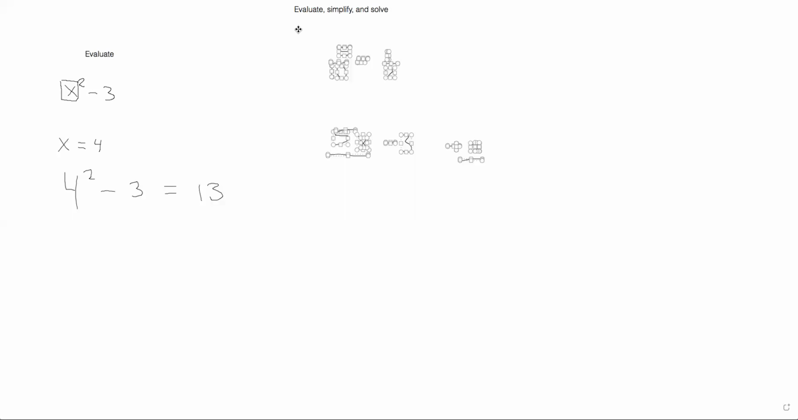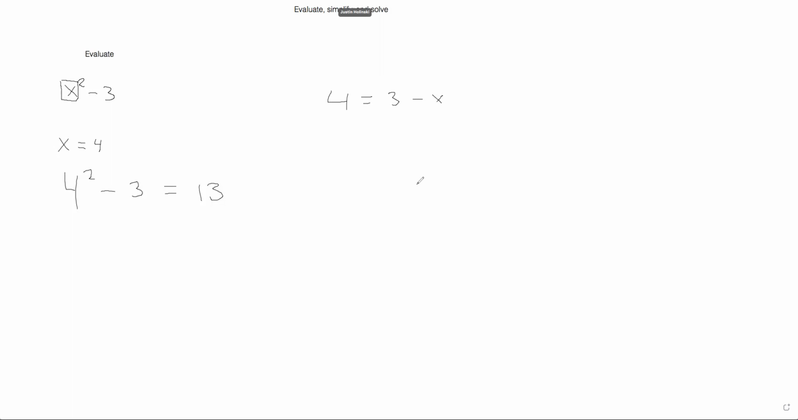And then the last thing we have is solve. And I think this is the most important out of the three. So solving, whenever you're asked to solve something, you are given an equation. You can't solve something without an equation. You can only solve things that are in the form of an equation. So for example, what if we have 4 equals 3 minus x? We have an equal sign, we're being asked to solve.